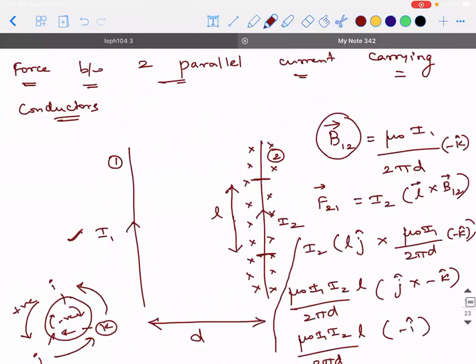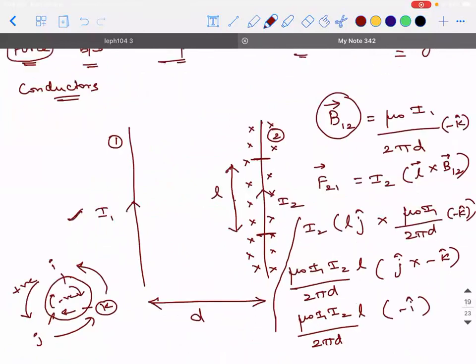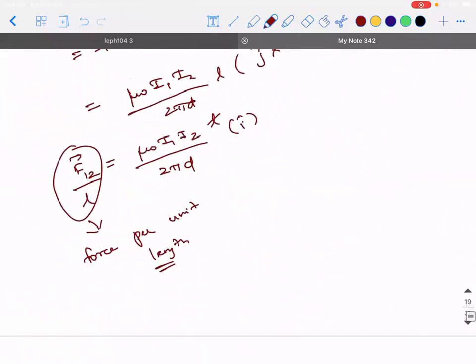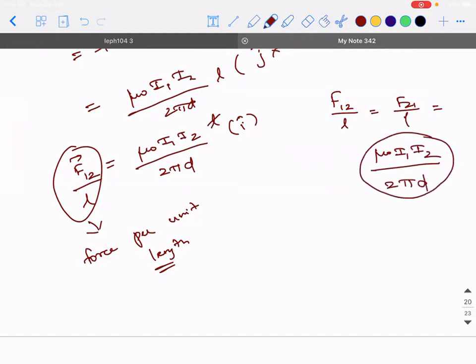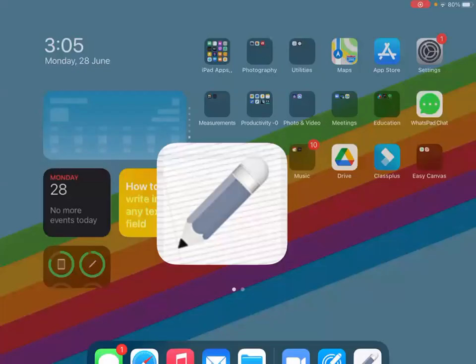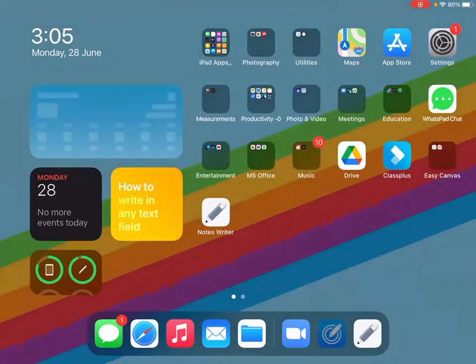Similarly, when we calculated the force between two parallel current carrying conductors, we didn't get the force, rather we got the force per unit length. F12 divided by L is equal to F21 divided by L in terms of magnitude. And what was the value, guys? It was mu naught I1 I2 divided by 2 pi D, where mu naught is the permeability of free space, I1 and I2 are the currents in the parallel conductors, 2 pi is a constant, and D is the distance of separation between them. So having all these points in mind, let's try to solve a problem.